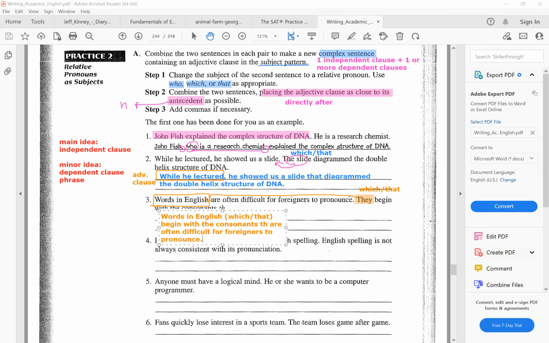So in this case, should I use restrictive or non-restrictive? If you choose to use which, it means all English words are hard to pronounce, but that is not true, right? B, B, P, P, D, D. These are easy to pronounce words. So we are restricting to words that start with consonants TH. And that is why I have to use that, restrictive, and with no commas. All right, and that is it.